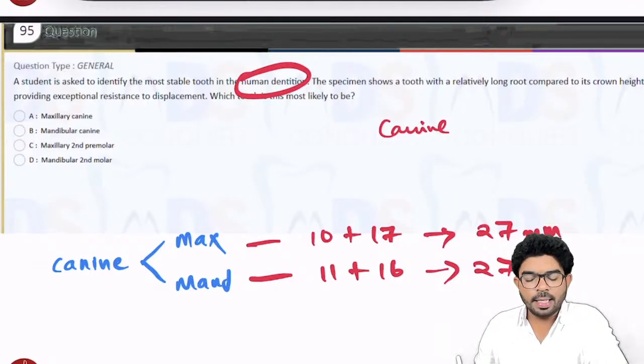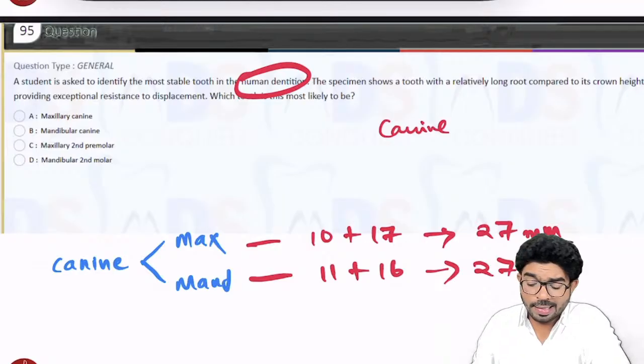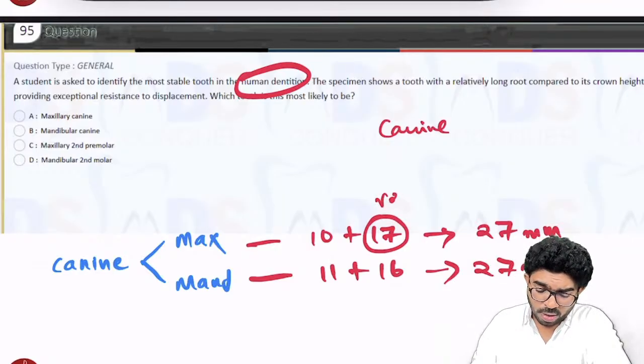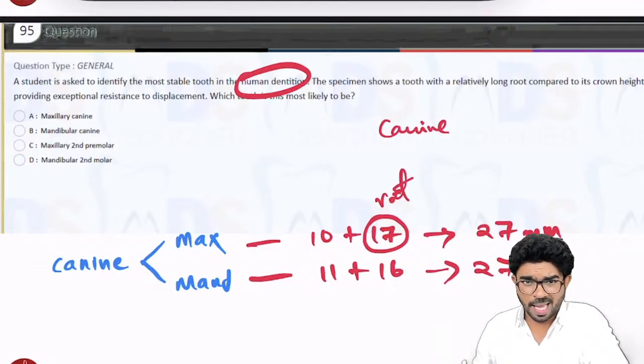Canines are the most stable teeth. And that too the canine which has a larger root. So the larger root, as I have discussed, is present in the case of your maxillary canine. So, straightforward, by reading the first half of the question, the answer is A.